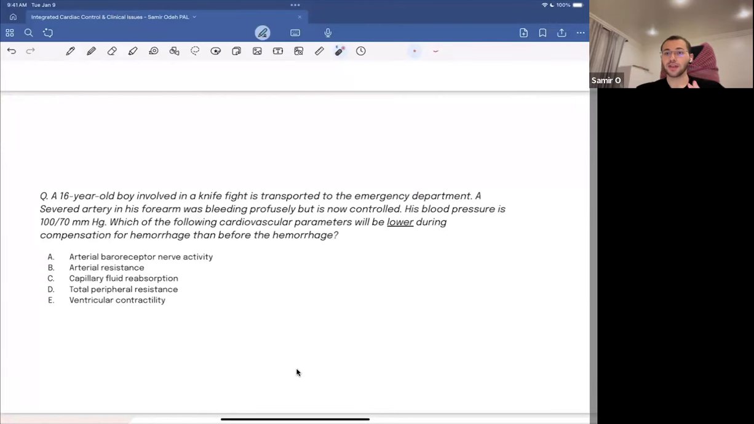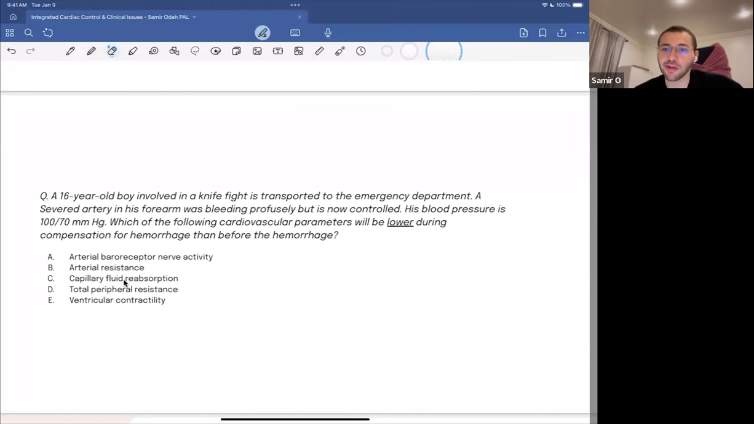Again, as you can see, all of this needs really good knowledge of the nucleus tractus solitarius and the baroreceptor reflex, because it does help you answer all of these questions. Someone says a question mark. Yes, it is A, but we need to be more confident. Essentially, it's talking about something that is lower now than before the stab wound. So what is lower now than before the stab wound?